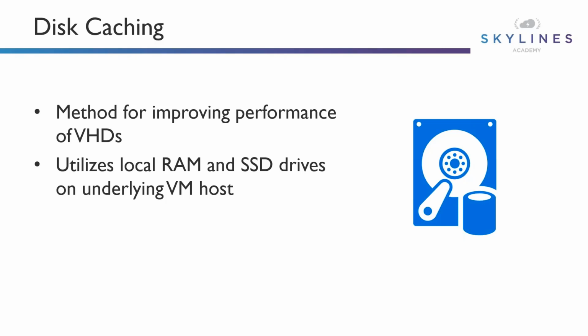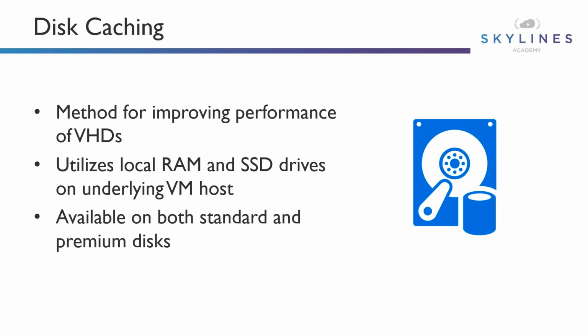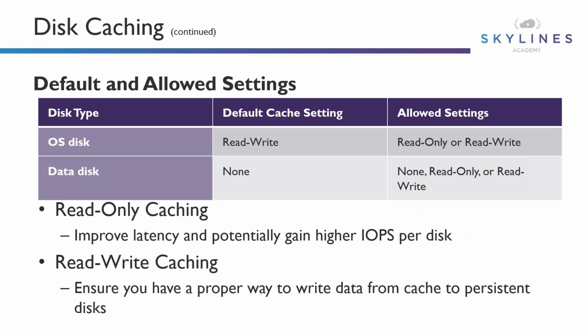So essentially, instead of the compute node having to go back to the storage array to get that data, it can cache it locally right next to the machine that's actually running in memory, and that just gives a massive speed boost when needed. And you can do this on standard and premium disks. So you could speed up standard disks by adding the caching.